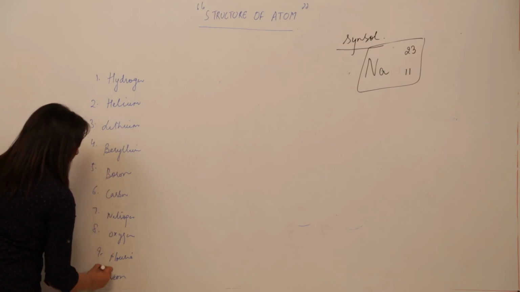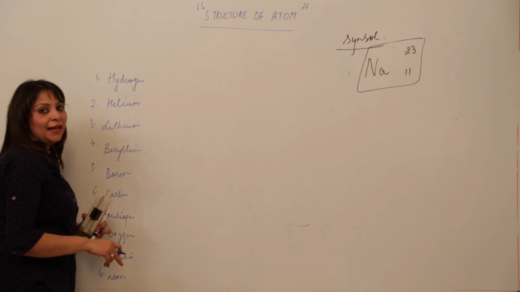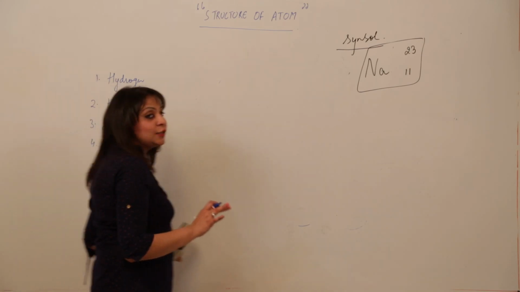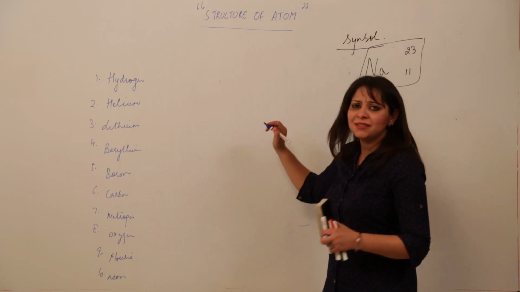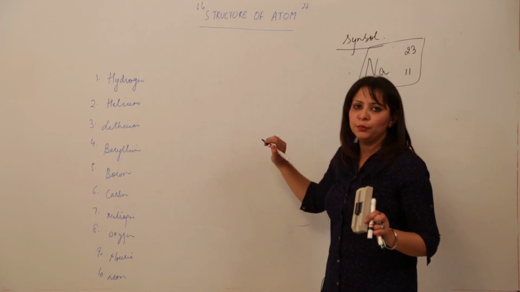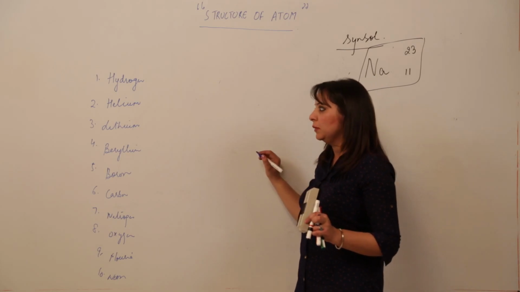That means if I have given the atomic number of boron as 5, its atomic number is 5. You need to remember them in order, right? So at least keep in mind the first 20 atomic numbers, they are the most important.